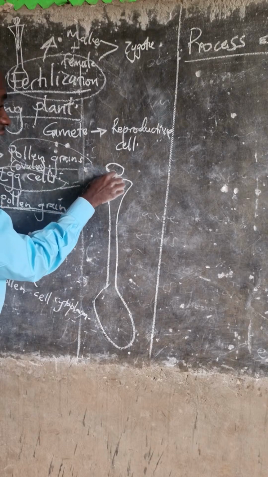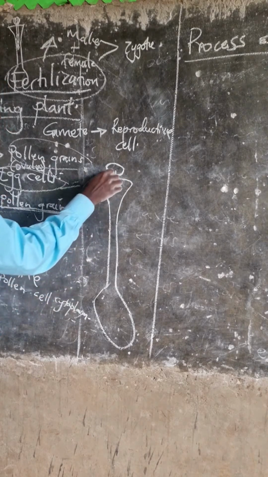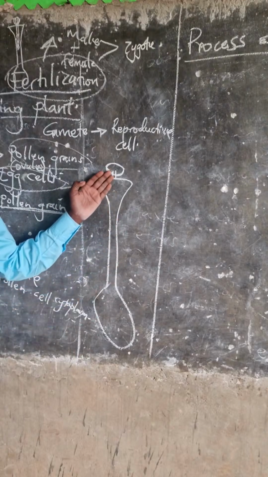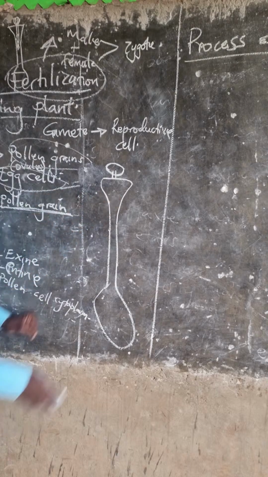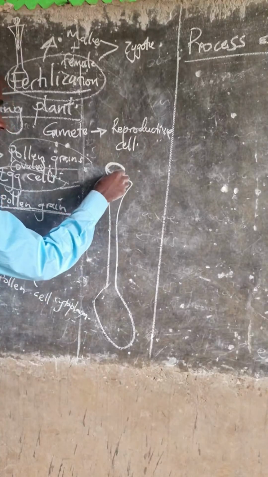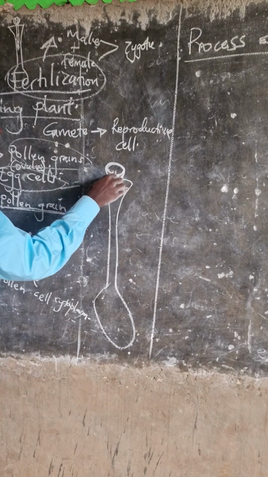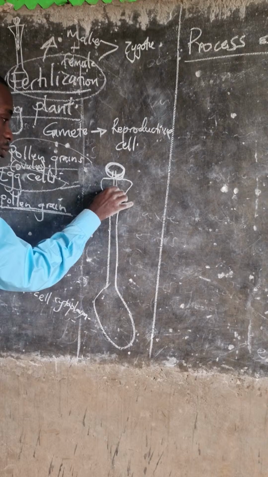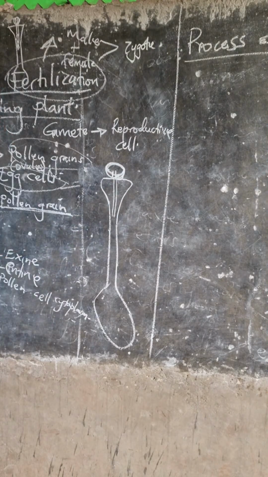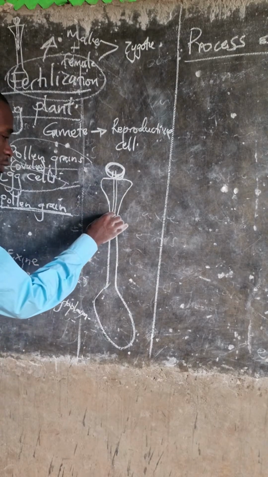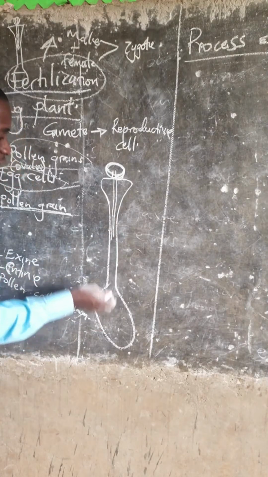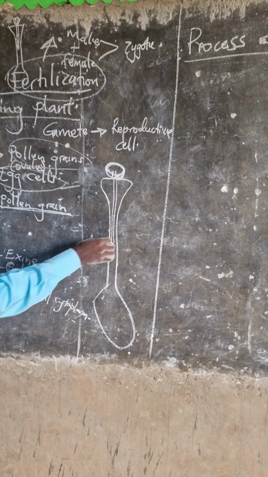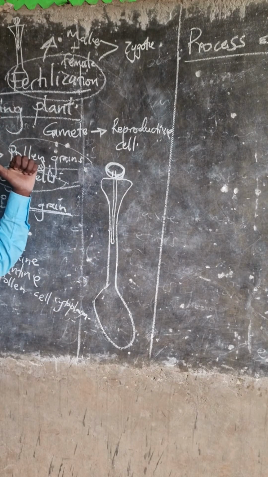As the pollen grain lands on this, it absorbs water and mineral salts from the stigma. When it absorbs the water and mineral salts, it germinates into what we call a pollen tube. This pollen tube grows downwards towards the ovary, led by the pollen tube nucleus we talked about previously in the structure of the pollen grain.